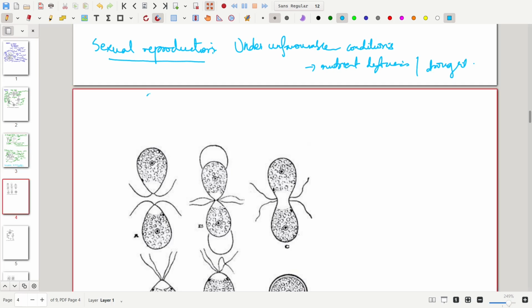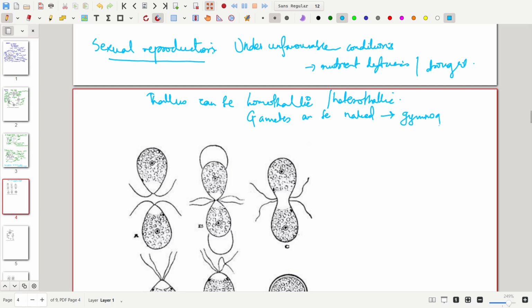and the thallus here can be homothallic, that is, the two gametes are obtained from the same thallus, or it can be heterothallic, that is, the two gametes are obtained from two different thalli. And likewise, the gametes can be naked or protected by a cell wall. If naked, they are called gymnogametes, as gymno means naked in Latin, or they can be protected by a cell wall. So this is all about sexual reproduction overall, and let me discuss the first.